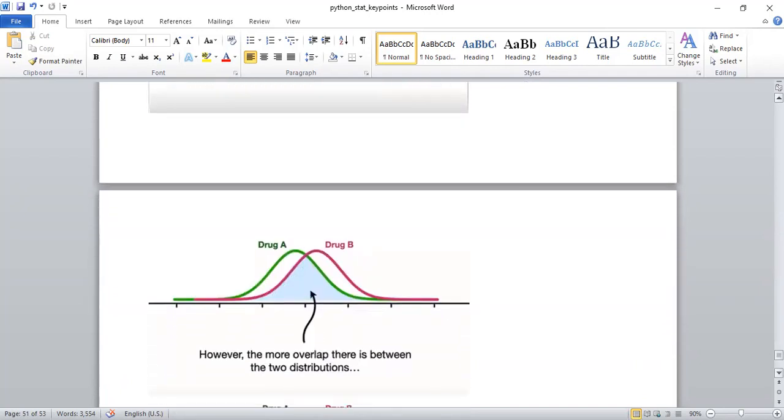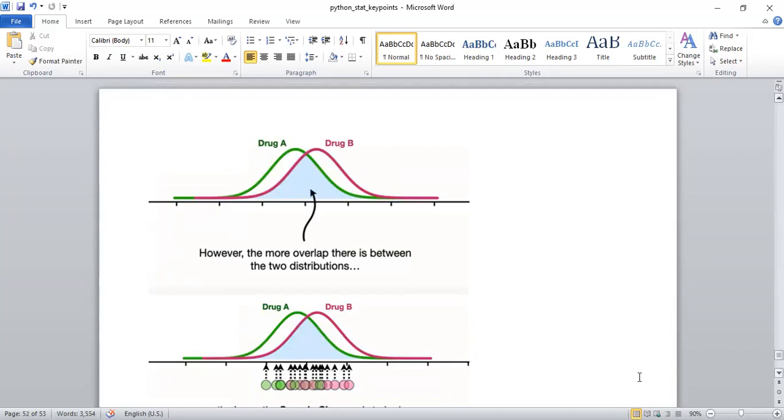But, however, look, if the overlap between the two distributions is larger, this is how the overlap happens, because the means of the drug A and drug B samples are not very far away. Look at the differences. Okay, so these differences are not very far from each other. That is why these two distributions overlap a lot with each other.